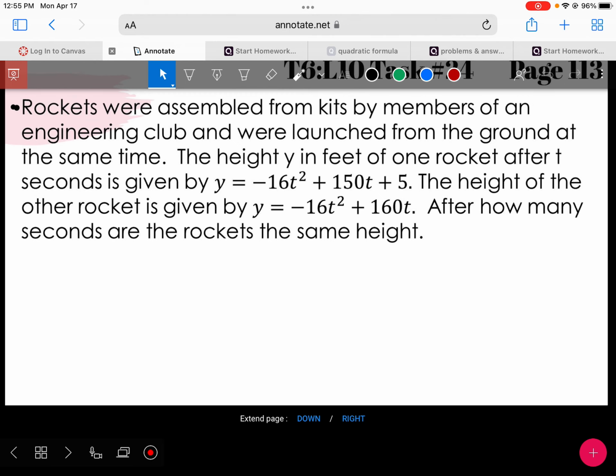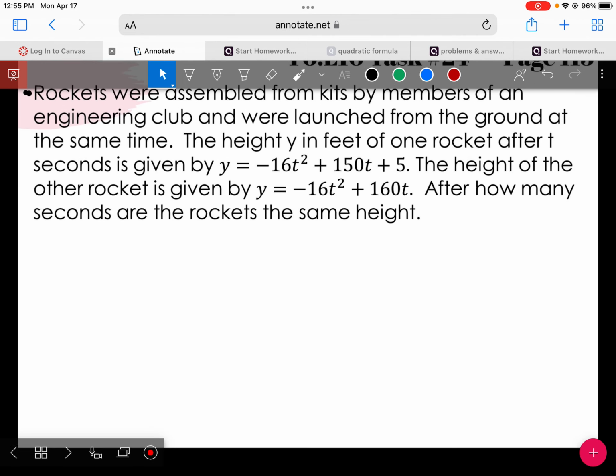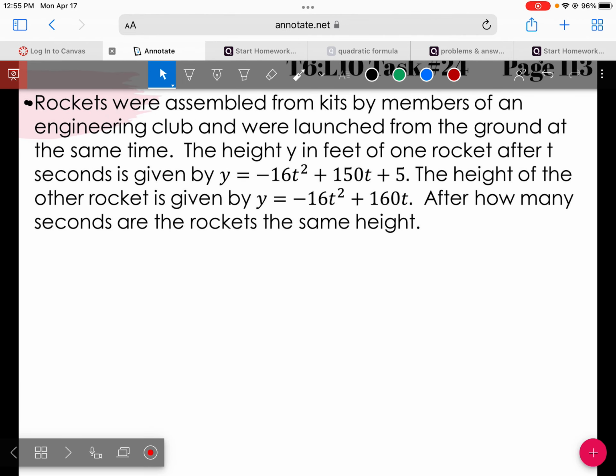So my question to you, what can you tell me about those equations in general? They're both quadratics. How do we know they're quadratics? The square on the variable, right? Okay, good. So then it says the height, blah, blah, blah. After how many seconds are the rockets the same height?